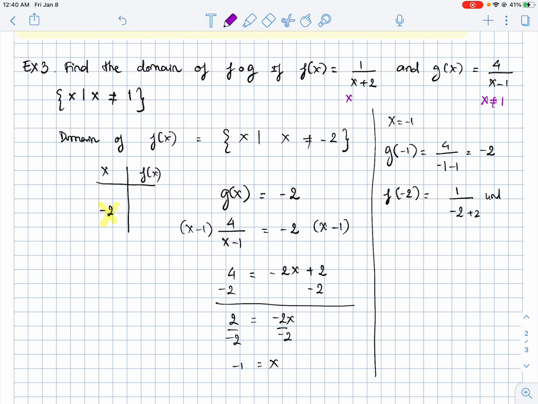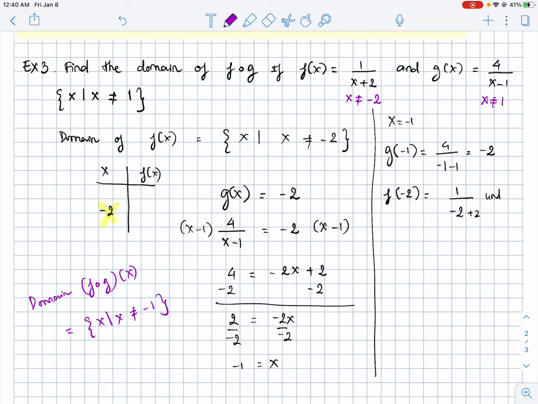So the domain of the function g is x not equal to 1. The domain of the function f is x not equal to -2. The domain of the function f compose g of x is all real values except for x equal to -1.